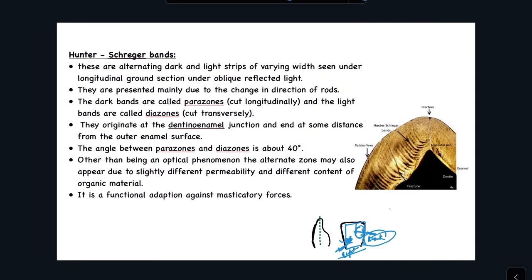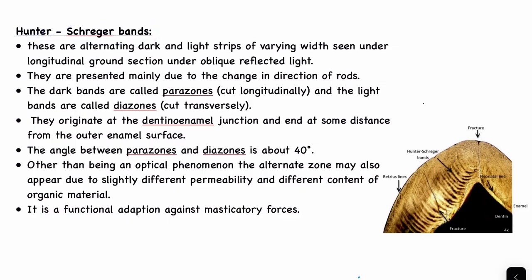Okay, so what are Hunter-Schreger bands? You can see in this diagram that they are light and dark bands. Okay, they appear in the longitudinal section of a tooth. What is a longitudinal section? I'll explain over here. Just a second. So if I have this tooth over here, right, this is a side view of a tooth.